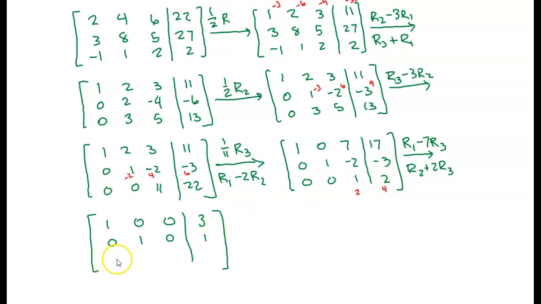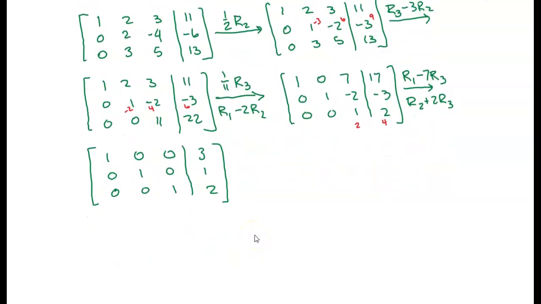And then -3 plus 4 gives me a 1. And then I already have the last row the way I want it. So 0, 0, 1, and 2. And there we go. I won the game. I've met the goal. And now I know the values for x, y, and z.